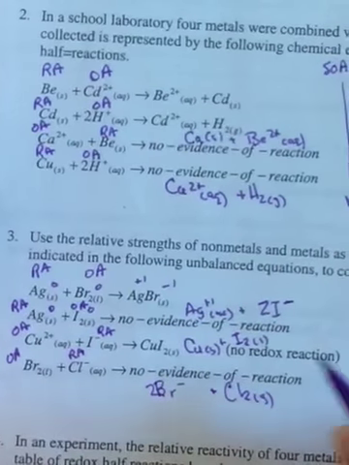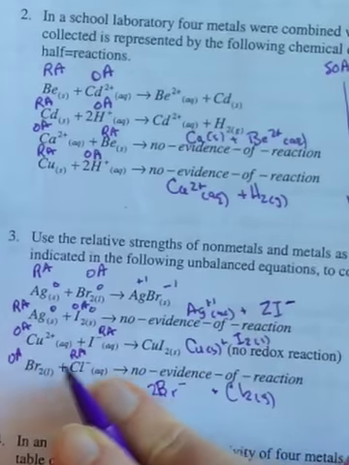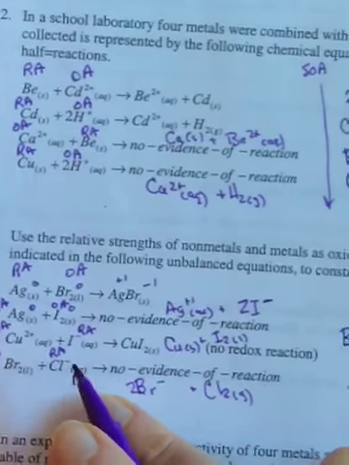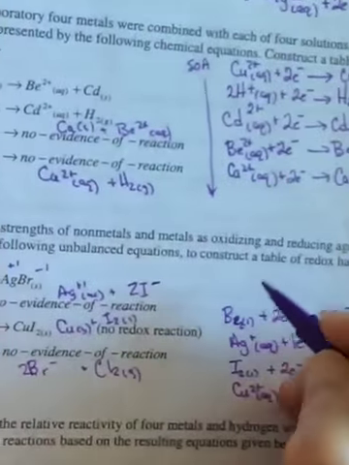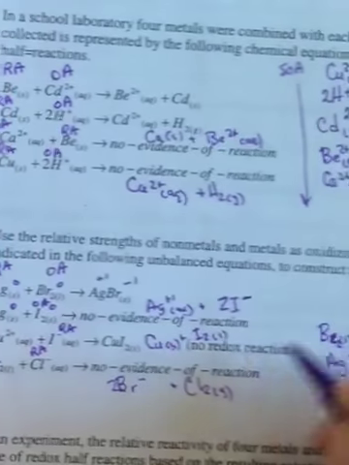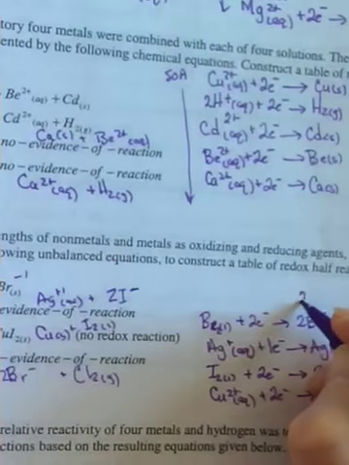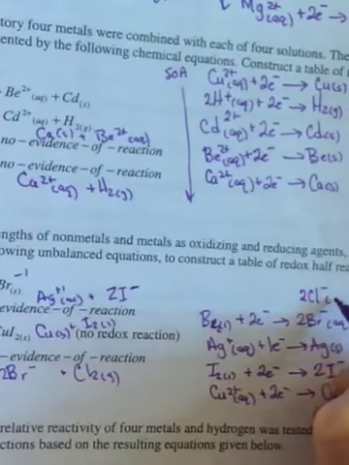Okay? It's not spontaneous, means the reducing agent has to be above the oxidizing agent. So the Cl needs to go above the Br, which would be here. And remember, the Cl negative is the reducing agent. It goes on this side, 2Cl negative.